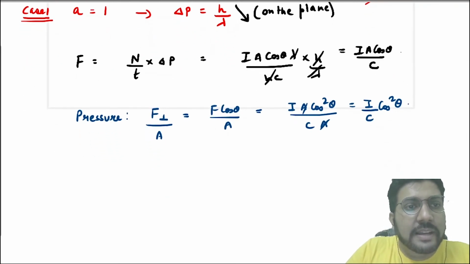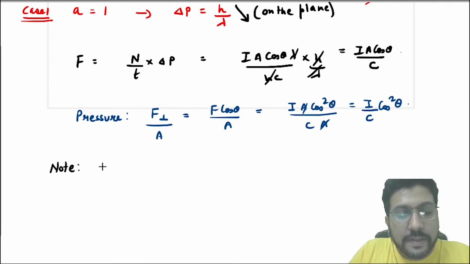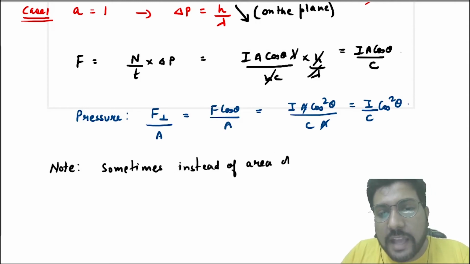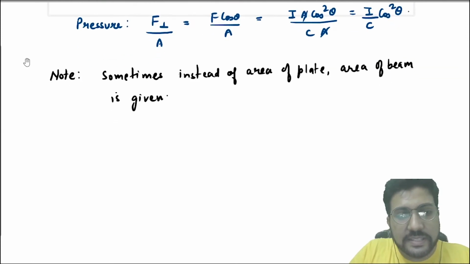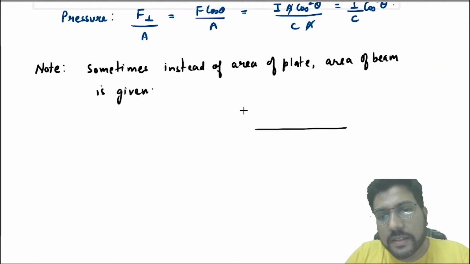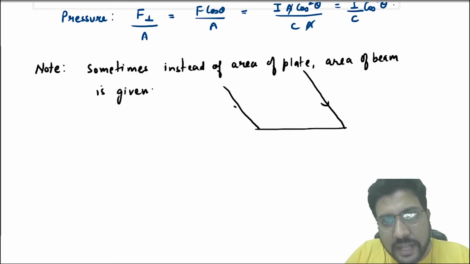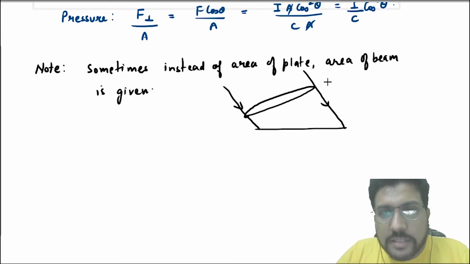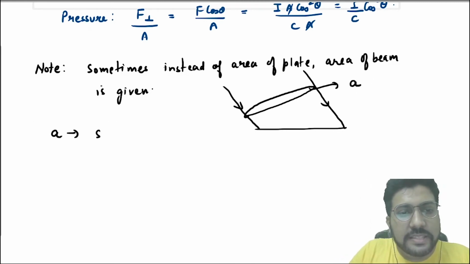Now I'll write an important note here. Note, sometimes instead of area of plate, area of beam is given. That means what they are saying is, suppose this is the incident light which is falling, and they are saying that suppose small a is the area of the beam. Small a is the area of the beam.